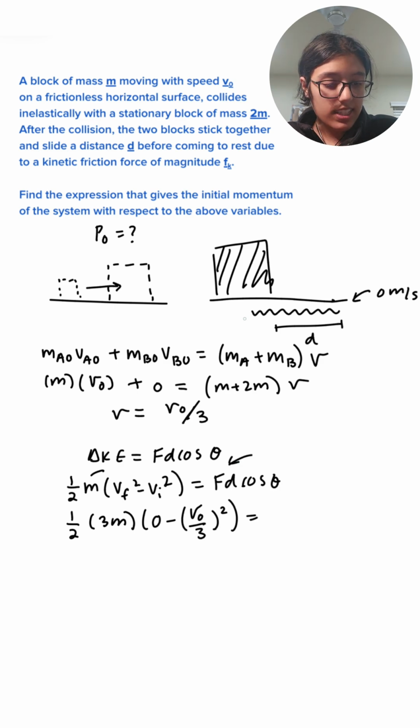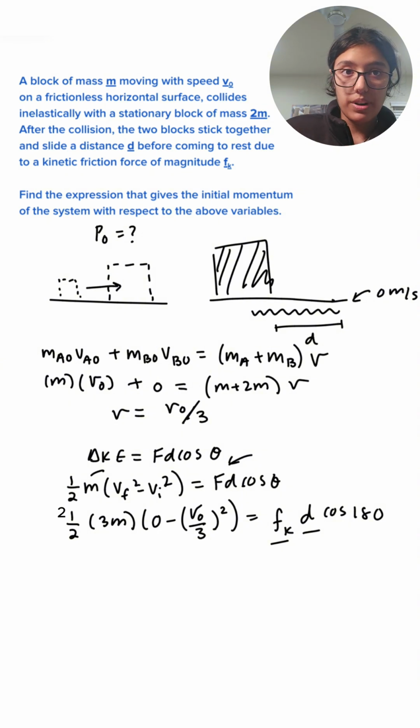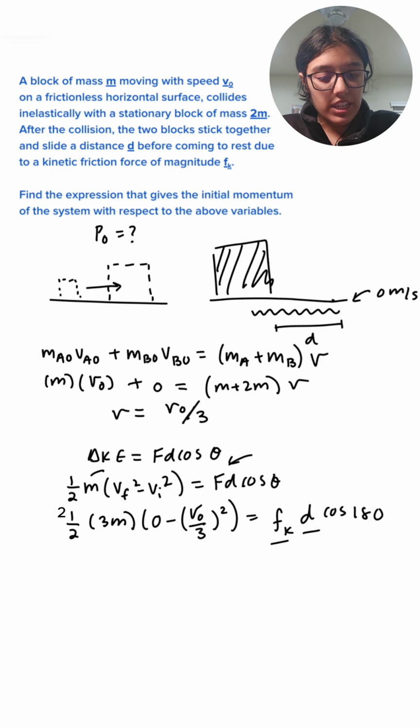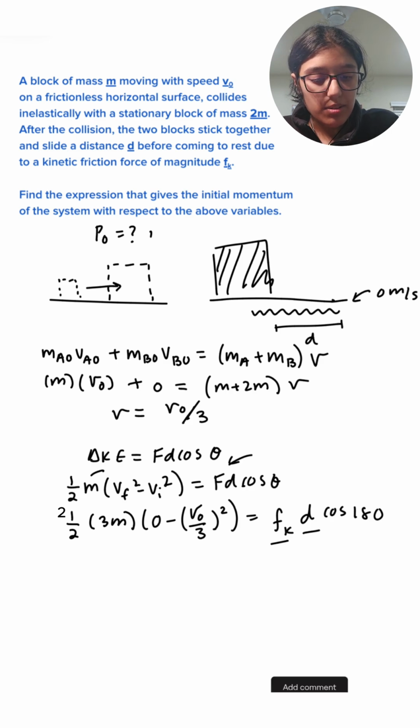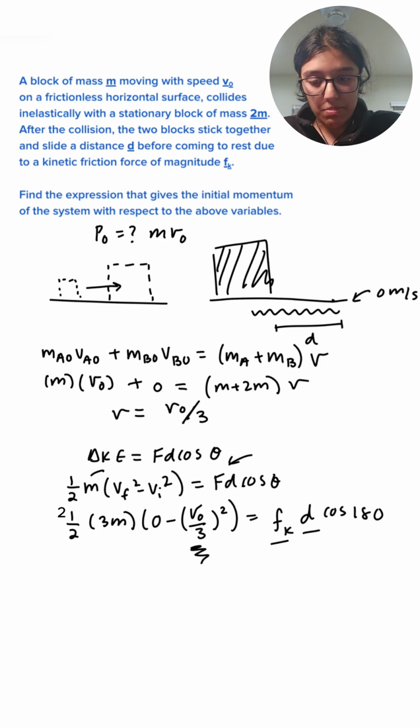The only force that is acting over here is friction, so I'm going to rewrite that as f k. Distance, they said it is d, and cos theta is going to be 180 because friction and distance are going in opposite directions. Friction is to the left, distance is to the right. So from here, we have to solve for v naught because in order to find the initial momentum, that is mass times v naught, and we don't know v naught. So we can find v naught from over here. So it's just some basic algebra.